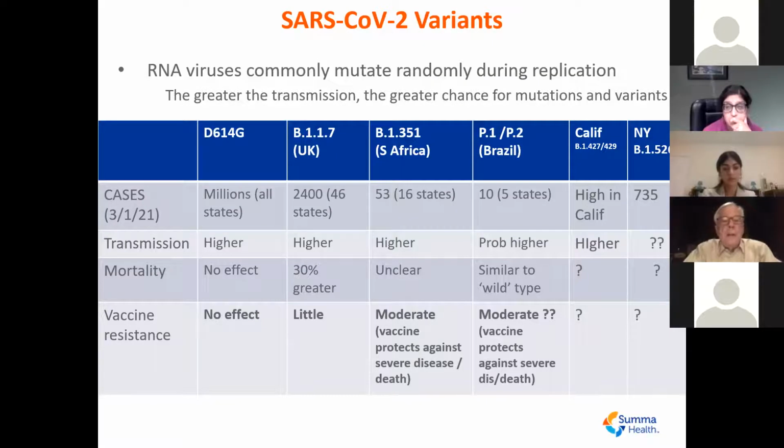And we know that these viruses, RNA viruses, commonly mutate as they replicate. These are just random errors in replication that occur. So the greater there is replication, the greater there's transmission, the greater the chance of mutations and variants.